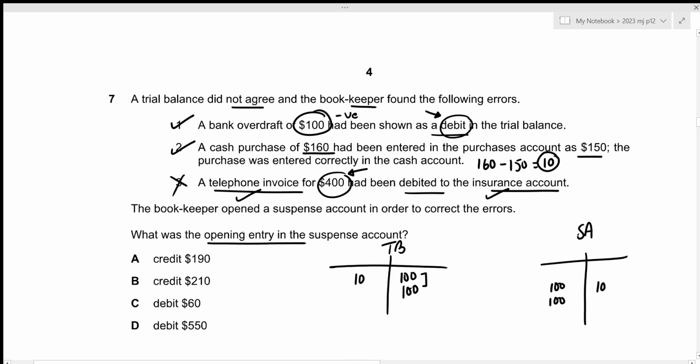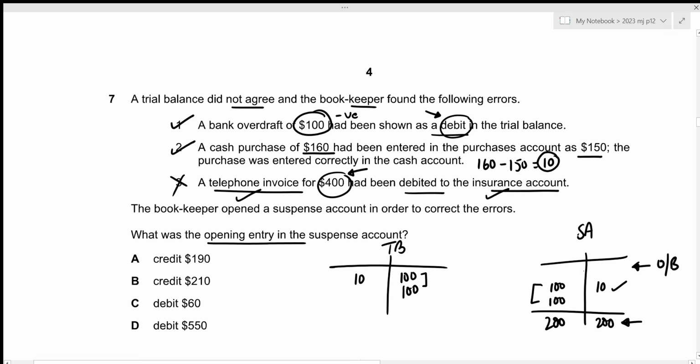Now we just need to figure out the correct opening entry in the suspense account. So for that, let's figure out the total of the heavier side, which is the debit one. That's 100 plus 100, which results in 200. Now our balancing figure will act as the opening balance. So in order to figure that out, we just need to subtract this amount from the total.